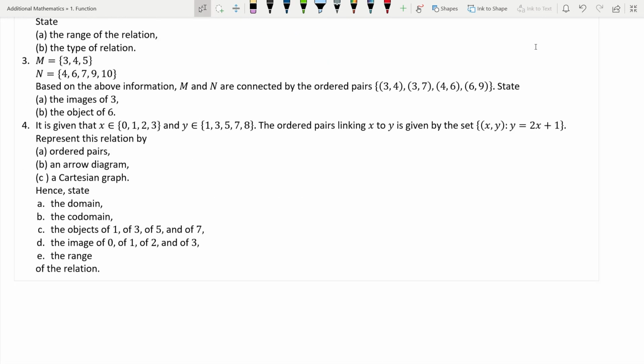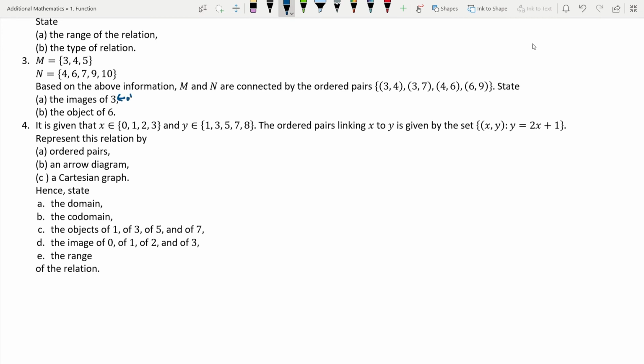Question 3. Set M consists of 3, 4, and 5. Set N consists of 4, 6, 7, 9, and 10. Based on the above information, M and N are connected by the ordered pairs (3, 4), (3, 7), (4, 6), and (6, 9). State the images of 3.